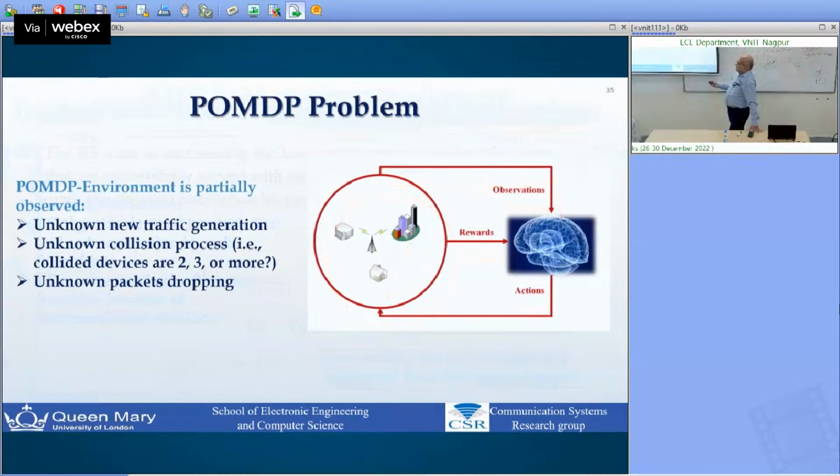Then the collision process is unknown. The base station does not know how many people selected one CTU. Because of that, it could not decode. Because more users selected it, SIC also failed. It also does not know about packet dropping, because if the latency constraint is not met or a collision occurred, the packet is dropped. The base station does not know all these details, so it observes only a partial observation. Based on the partial observation, it is going to make the decision, the action.